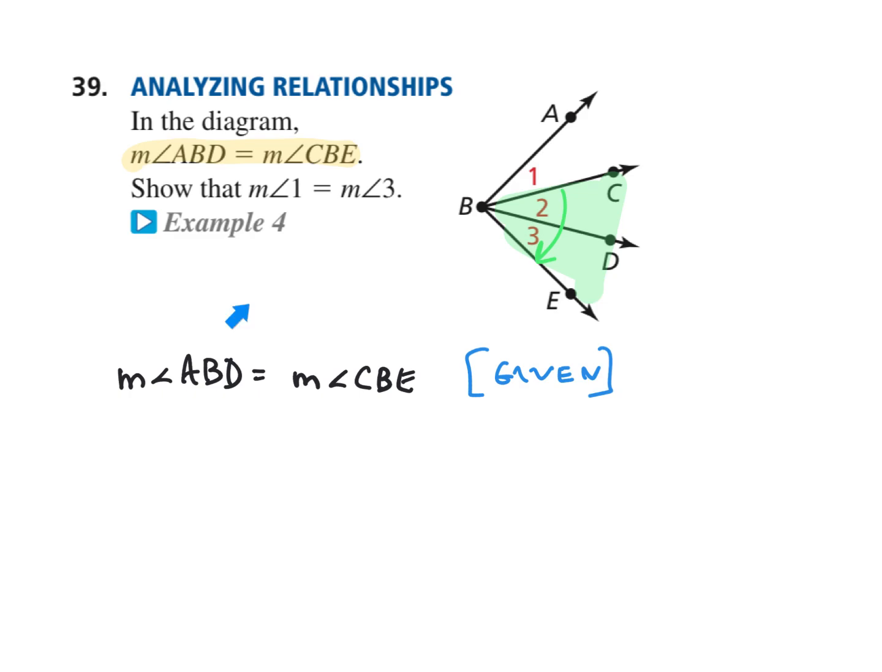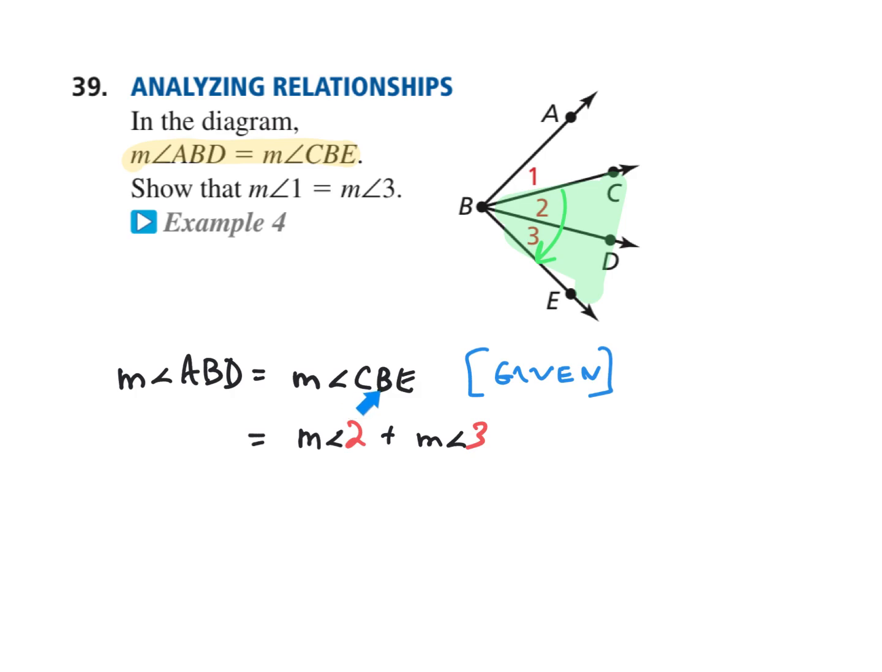Alright, so how are we going to prove that angle 1 is equal to angle 3? Well, you want to start with what's given. For this green angle, for example, CBE, notice that it's comprised of two parts. And we learned what's called the angle addition postulate, which says part plus part equals whole. So that will be our next statement.